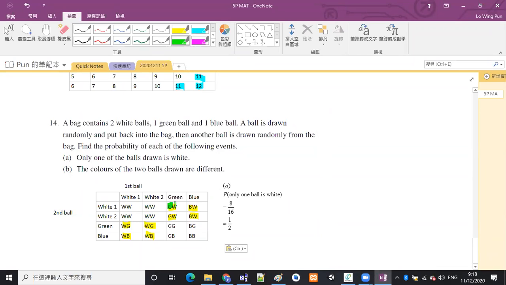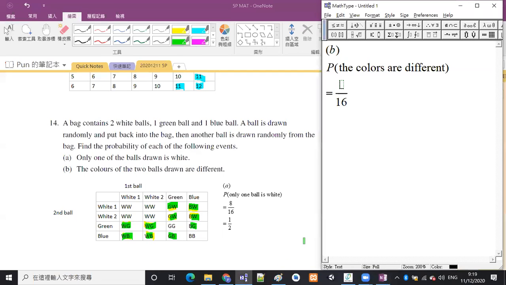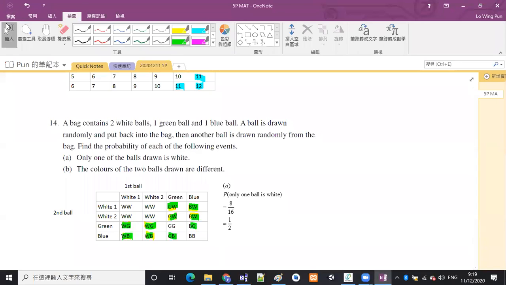Okay. 1, 2, 3, 4, 5, 6, and this one is also 7, 8, 9, 10. Can you see this? Okay, so there will be 10 of them satisfying the requirement. And then simplifying the fraction, it will be 5/8. Get it? Okay.